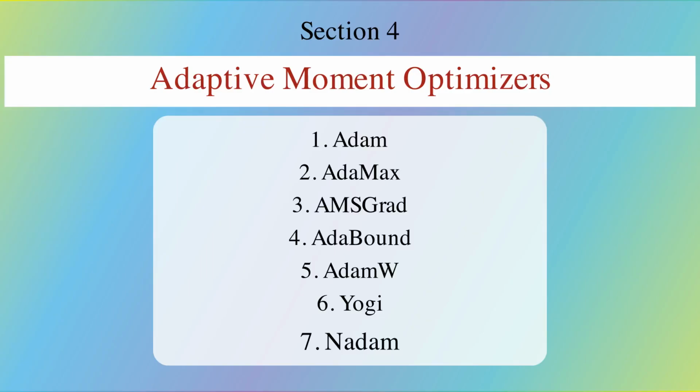Moving to the next section, here we will see adaptive moment methods or the ADAM family of optimizers. So we will start with the Adam method and spend a little more time on that to understand the idea of the Adam optimizer. Once we understand the Adam optimizer, we will cover the rest of the optimizers in this family.